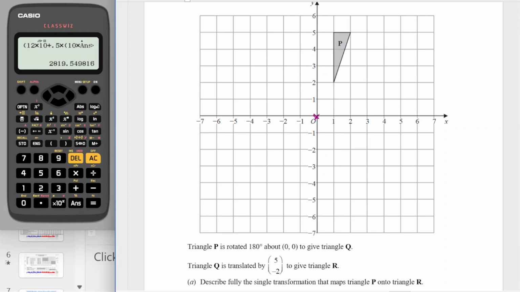First of all, 180 degrees about the origin, so that point would move to there, that point would move to there, and that point would move to there. So that's my first transformation, and I'm going to call that Q. Q is then translated by (5, -2), so 5 across. I'll pick this point, (2, 4), to (5, -2). So that becomes my shape. Let me double check that I've done that right.